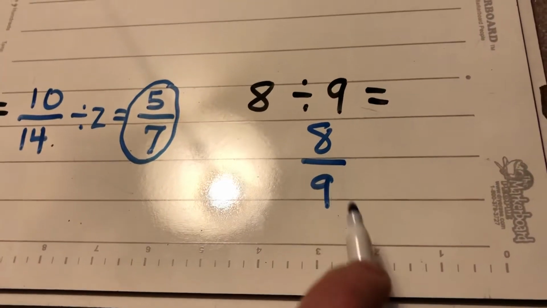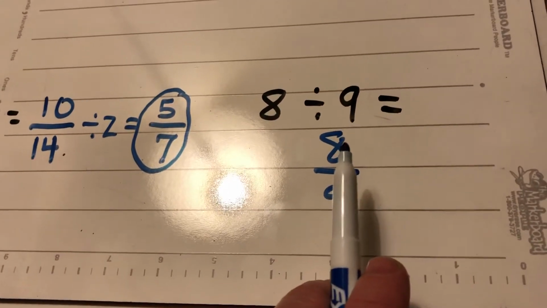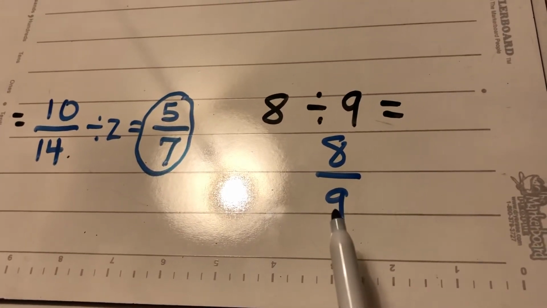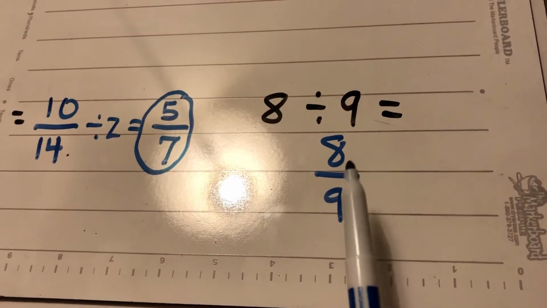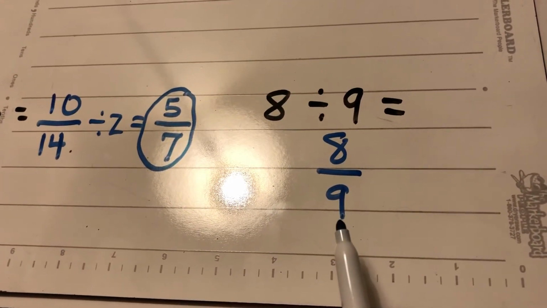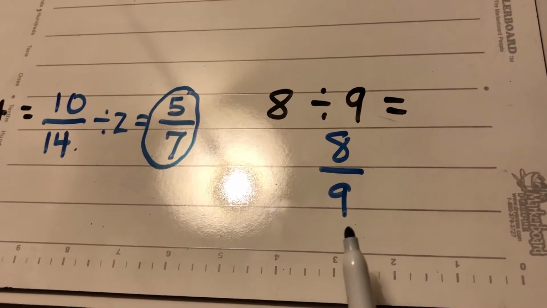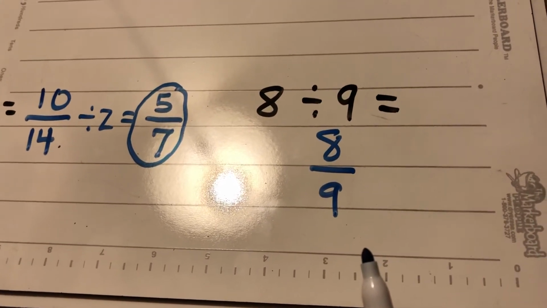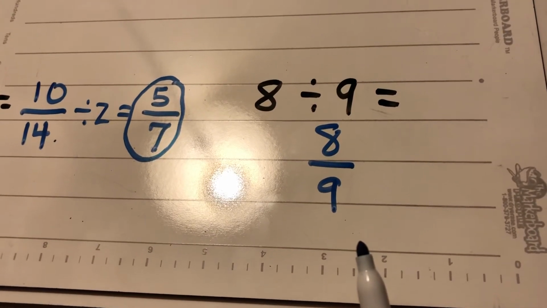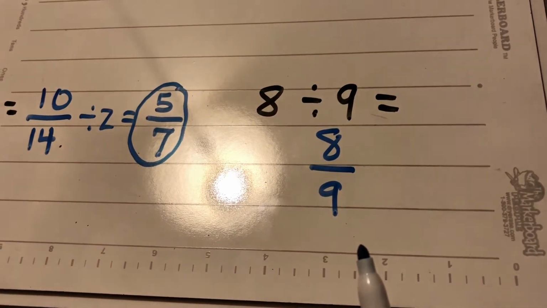There's no other number besides 1 that can go into both 8 and 9. Now I like this example because there's a lot of numbers that can go into 8, like 2, 4, and 8. There's numbers that can go into 9, like 3 and 9. But the only number that can go into both 8 and 9 is 1. So 8 over 9 would be considered in simplest form.